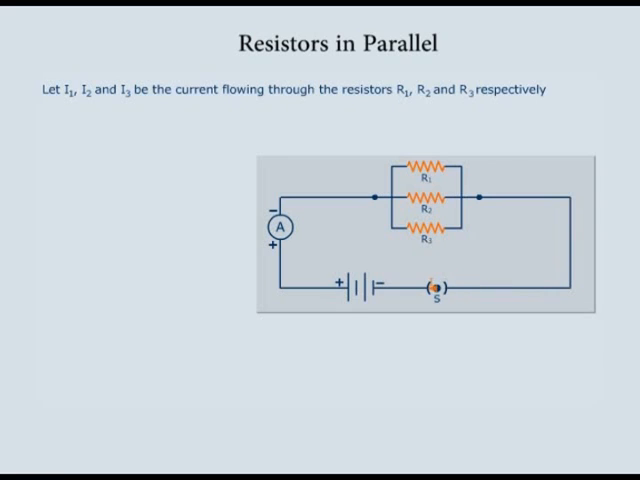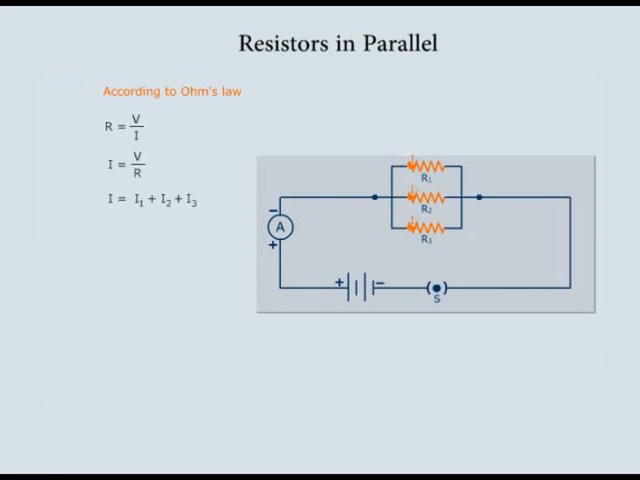Let I1, I2 and I3 be the current flowing through the resistors R1, R2 and R3 respectively. Under ideal conditions, I = I1 + I2 + I3. According to Ohm's law, R = V/I. In a parallel circuit, the current flowing through individual resistor varies, and hence we first calculate I1, I2 and I3. Total current I = V/R.